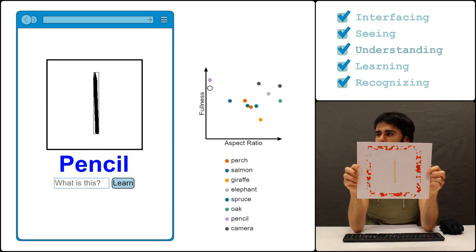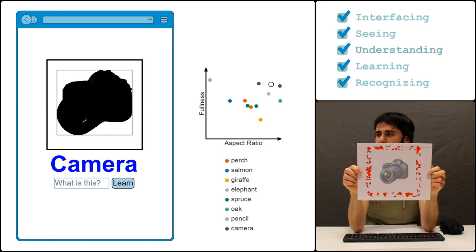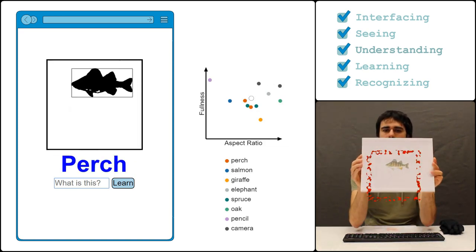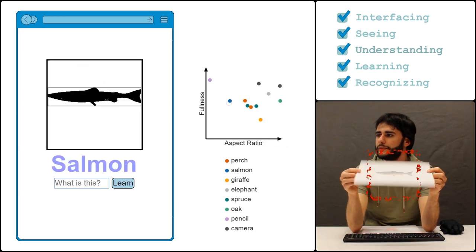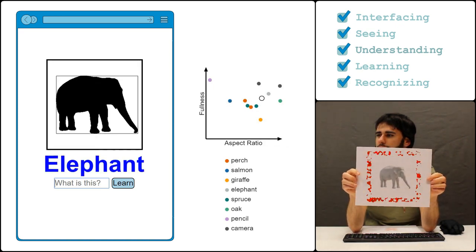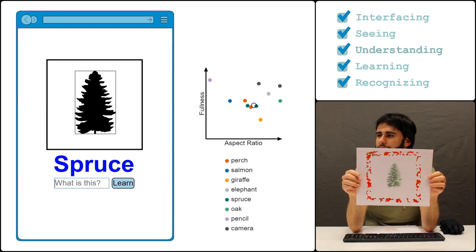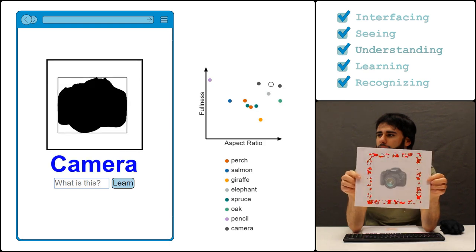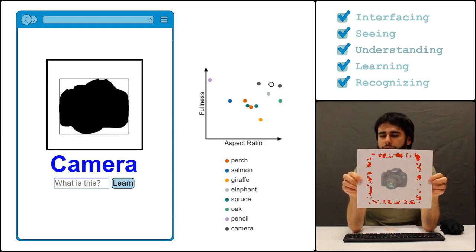Yes. Yes. Yes. Okay, one more set. Yes. Yes. Yes. Yes. Yes. Yes. Yes. Yes. So the method learns when seeing more objects.